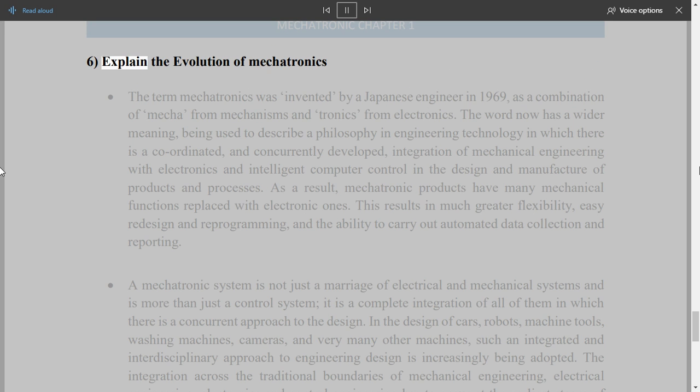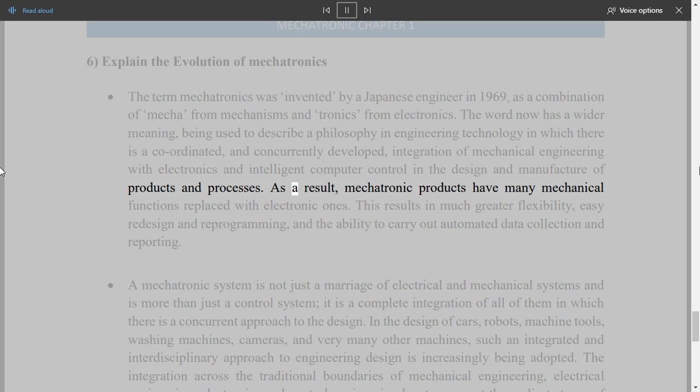6. Explain the evolution of mechatronics. The term mechatronics was invented by a Japanese engineer in 1969, as a combination of "mecha" from mechanisms and "tronics" from electronics. The word now has a wider meaning, being used to describe a philosophy in engineering technology, in which there is a coordinated, and concurrently developed, integration of mechanical engineering with electronics and intelligent computer control in the design and manufacture of products and processes.